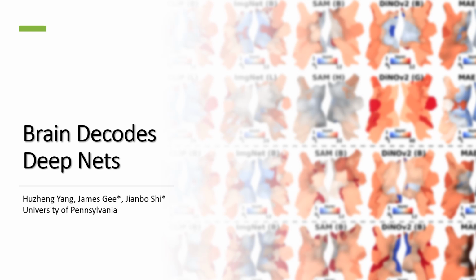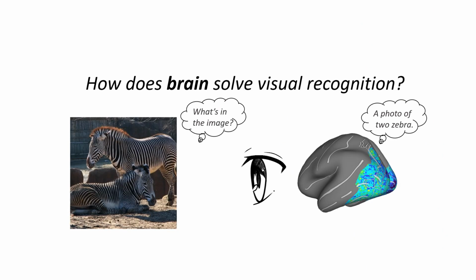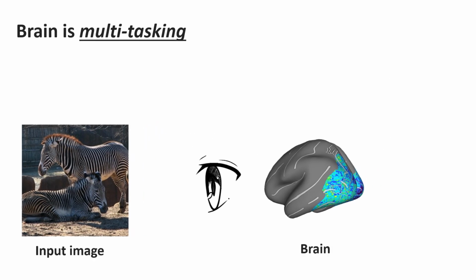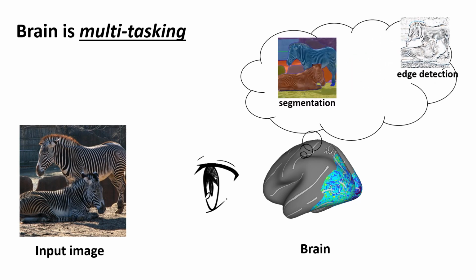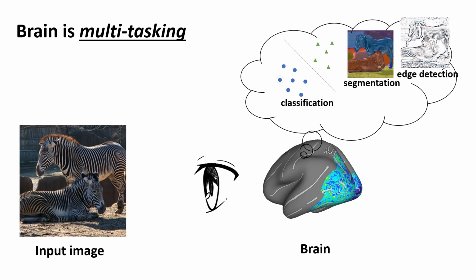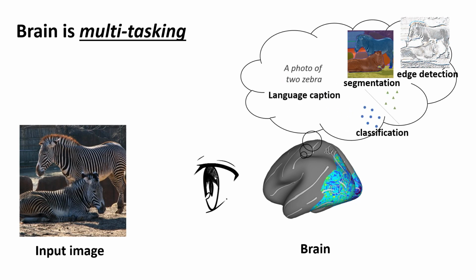Our study, Brain Decode Deep Nets, is to use the human brain to explain how deep networks work. But first, how does the human brain solve visual recognition? When we look at this image, we recognize it's a photo of two zebras. Our brain is multitasking. Inside the brain, it does edge detection, segmentation, classification, and language caption.